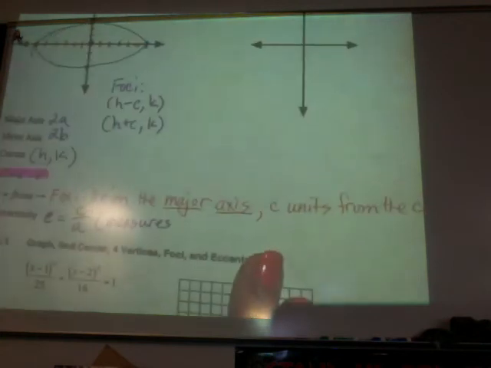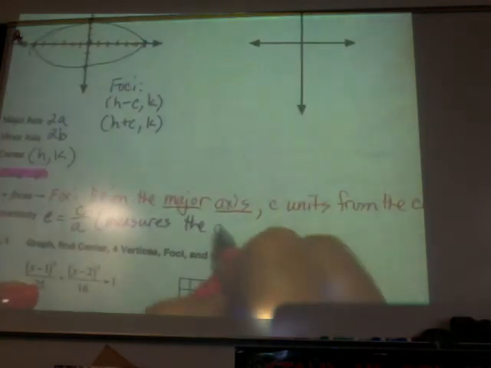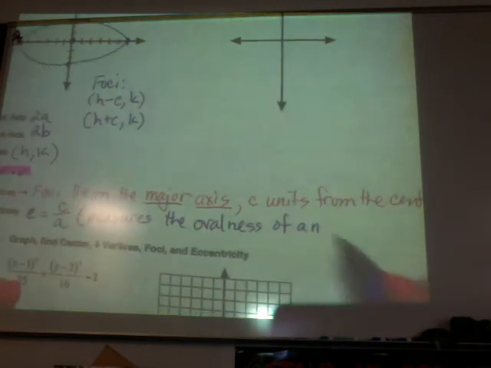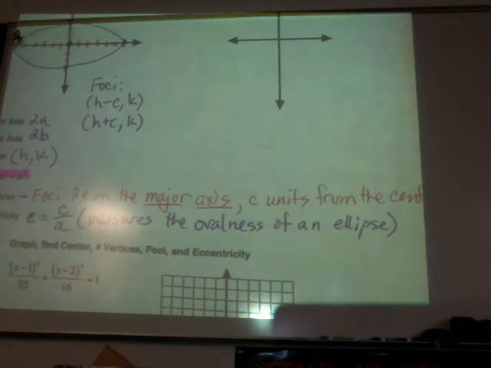And then you might want to put on here for your notes, it measures the ovalness of an ellipse. Yeah, I know, you just learned a new word, ovalness. I don't think you did eccentricity last year. Some of you might have graphed ellipses. Some of you have not. You might have, like I think Nelson did.